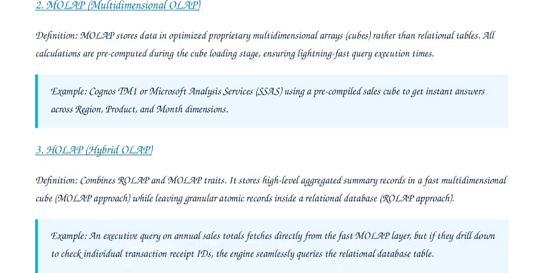HOLAP. It stands for Hybrid Online Analytical Processing. It combines both the ROLAP and MOLAP traits. It stores high-level aggregated summary records in a fast, multi-dimensional cube, while leaving granular, atomic records inside a relational database, the ROLAP approach.